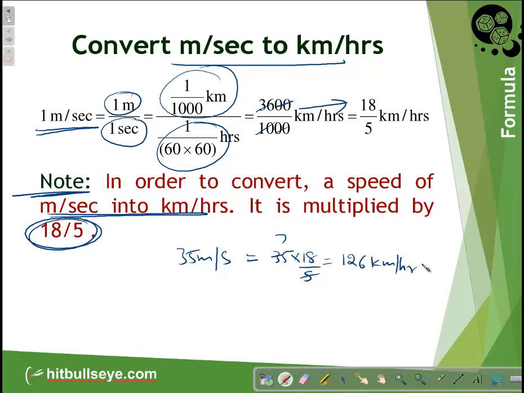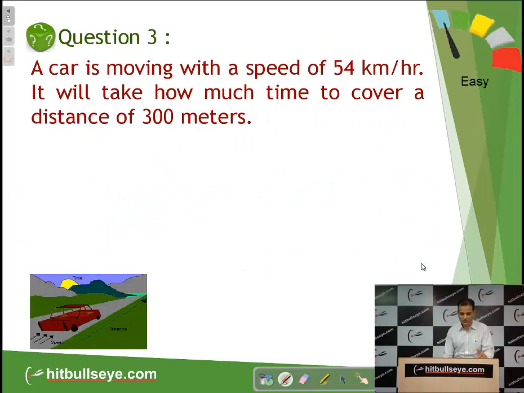Clear? So 5 by 18 and 18 by 5 are very important figures. We have to learn them. There is no need to prove them. Okay, now come to the next question.